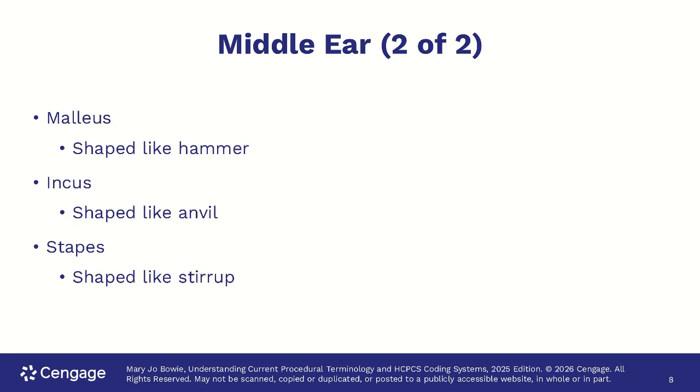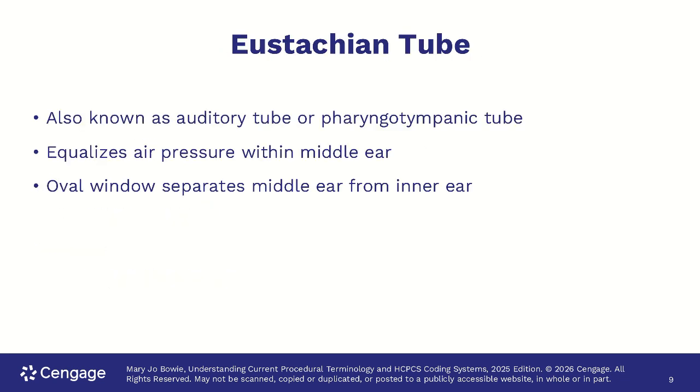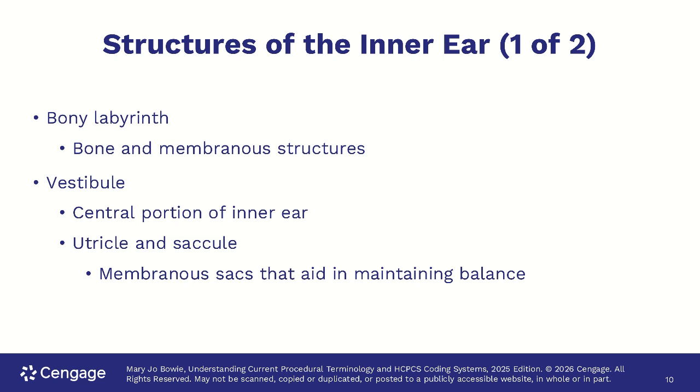All right, so I talked about that already. Oh, I talked about that too. So let's just keep on rolling. The eustachian tube. Eustachian tube is also known as the auditory canal or the pharyngeotympanic tube. The purpose of this tube is to equalize pressure within the middle ear, and it separates the middle ear from the inner ear using the oval window. That kind of makes sense, right?